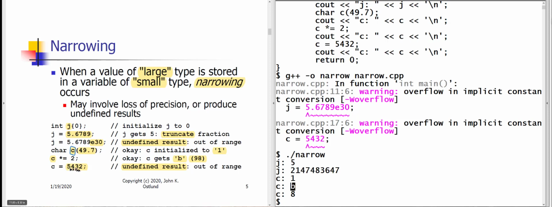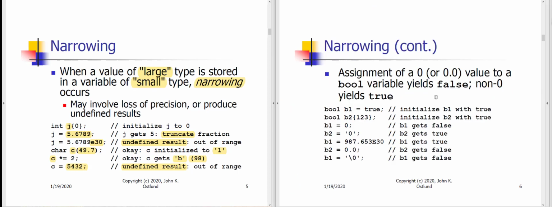And then finally, when I store 5432 into c and display c as a character, what I'm getting is character 8. All right, so evidently the integer value of c is equivalent to 56, I would guess. 48 plus 8 would be 56. Okay, so that's what's going on with narrowing.